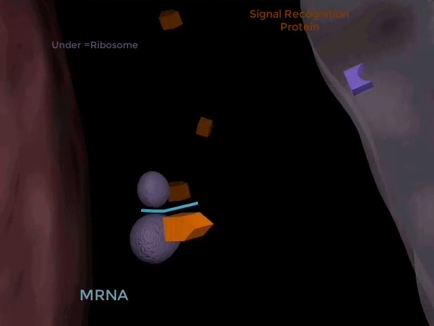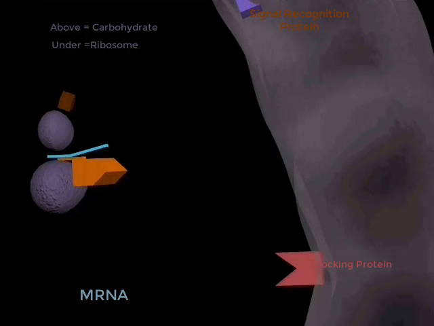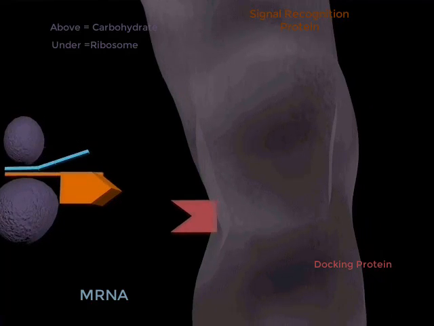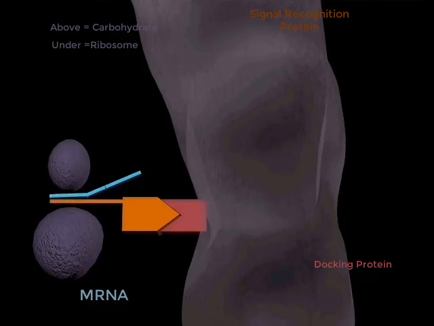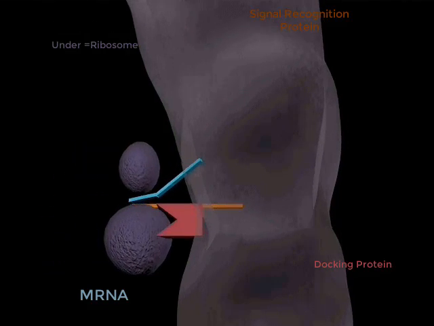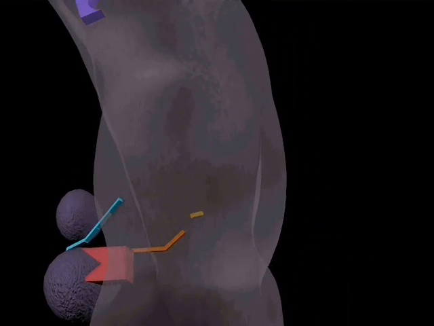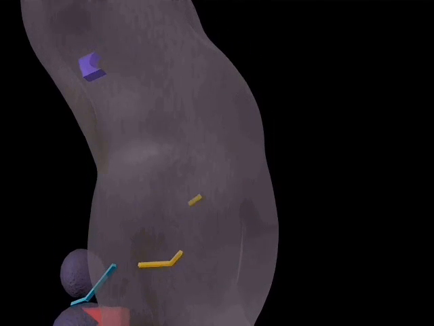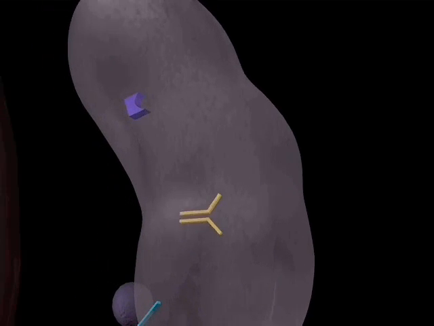Initially, a short signal sequence is translated. This binds to a signal recognition protein, which blocks further translation until the mRNA is docked on the endoplasmic reticulum. Translation of the protein chain now occurs across the endoplasmic reticulum. The signal sequence is removed by cleavage. In the endoplasmic reticulum, the new heavy and light chains combine to form immunoglobulin.